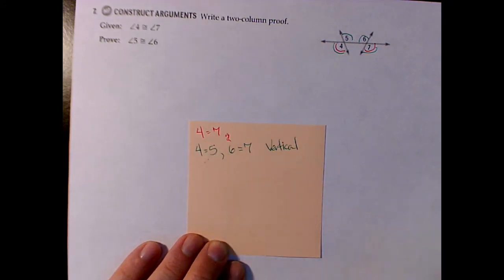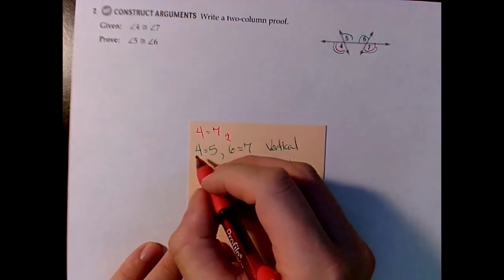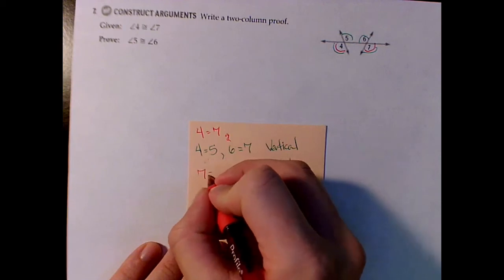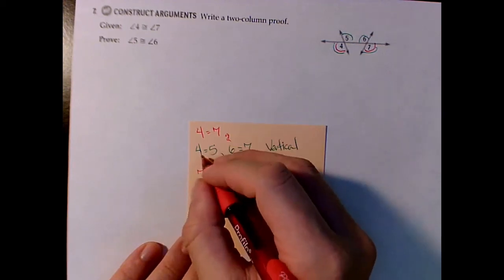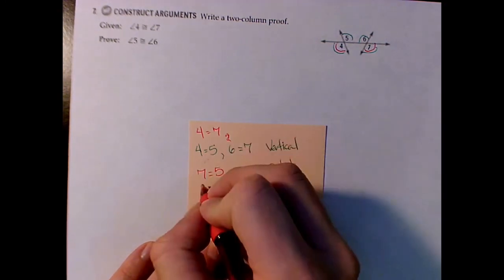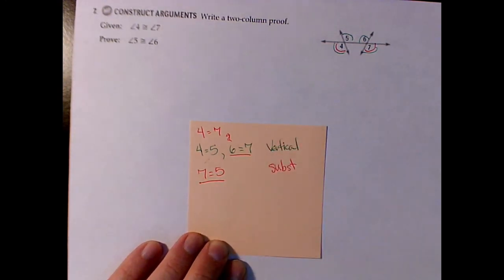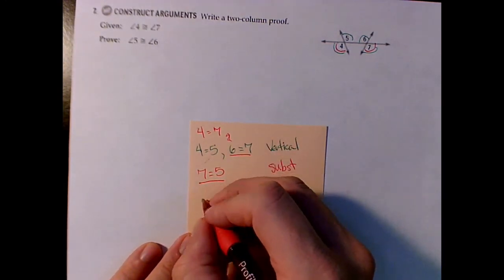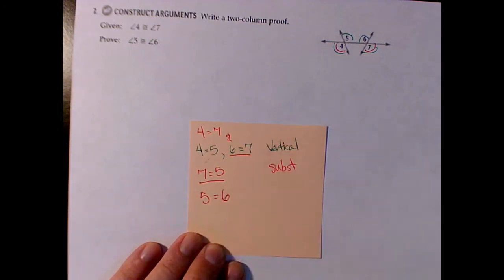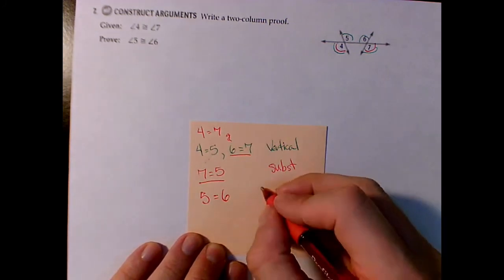So here's an idea. This is another very simple proof. If I use substitution, I can turn 4 into 7. So 4 is going to become 7, so I could say 7 equals 5. So if 7 equals 5 and 7 equals 6, then 5 equals 6. And that's what I'm trying to prove. And so I did that using the transitive property.